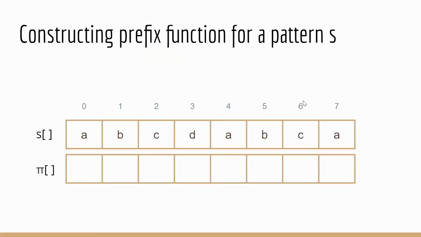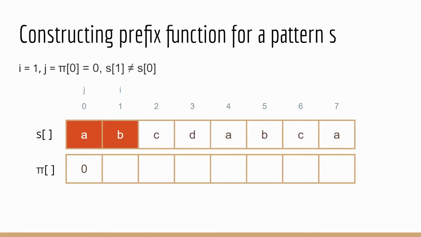Here's a demo of constructing the prefix function. Pi 0 is 0 by definition. For pi 1, now j is pi 0, which is 0. We compare sj and si, they're not the same, so pi 1 is still 0. Same for 2 and 3.